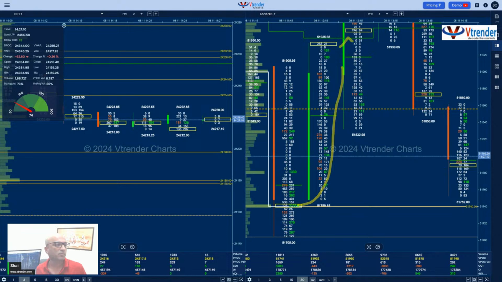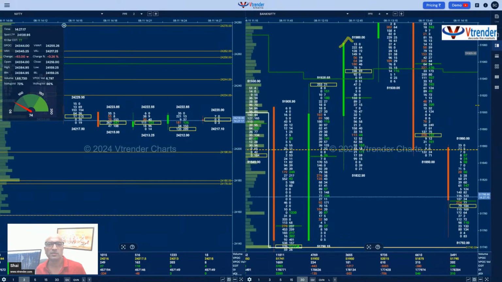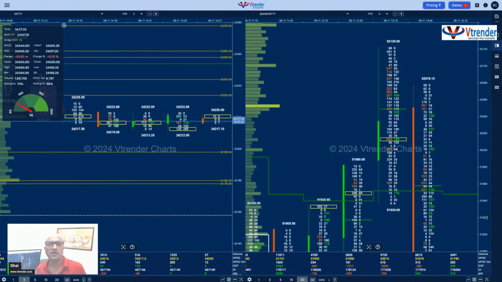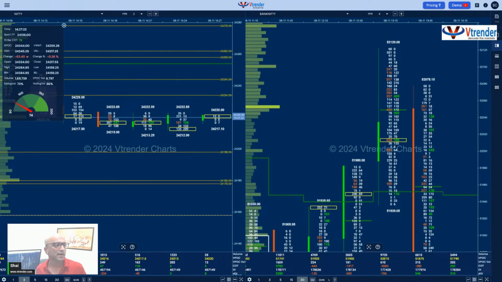It met some responsive selling, and now it has come back to this level. So it bounced back up, and as you can see on that higher probe over here in the Bank Nifty, it bounced right up to about this 52,120 zone, and in this higher probe right here, we saw some supply coming back into the market.